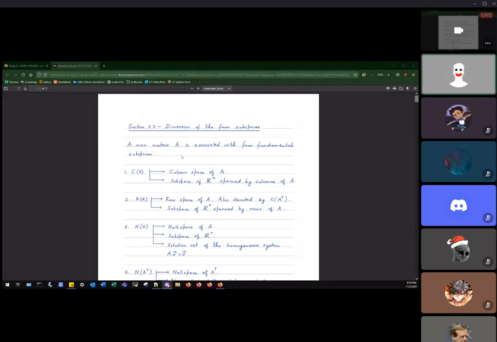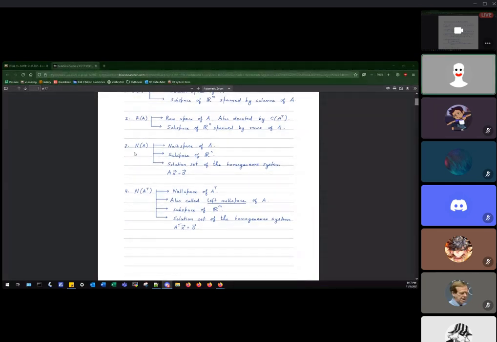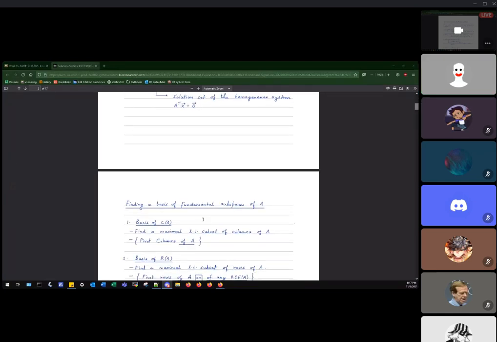This is section 3.5. It talks about the dimension of the four fundamental subspaces associated with the matrix. The column space is spanned by the columns of A. The row space is spanned by the rows of A. The null space is the solution set to AX equals 0, and the left null space, denoted N of A transpose, is the solution set to A transpose X equals 0.